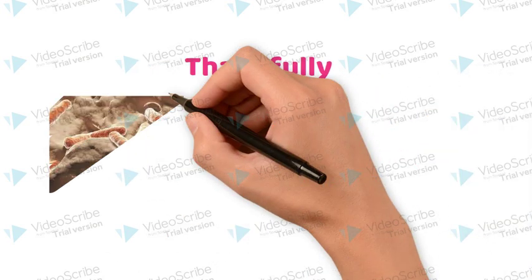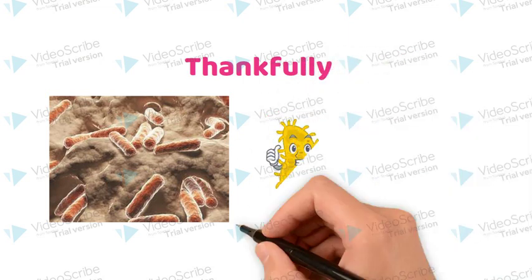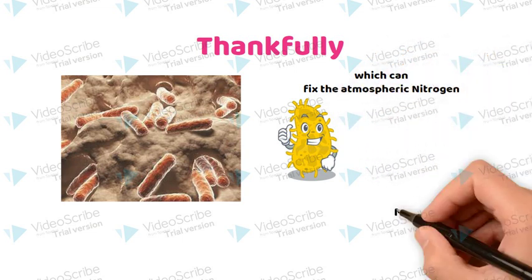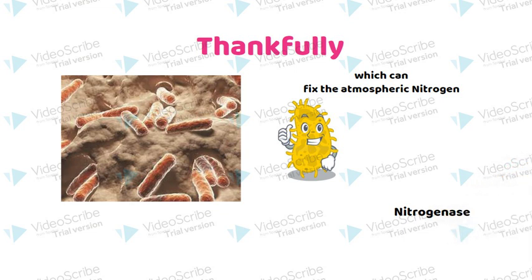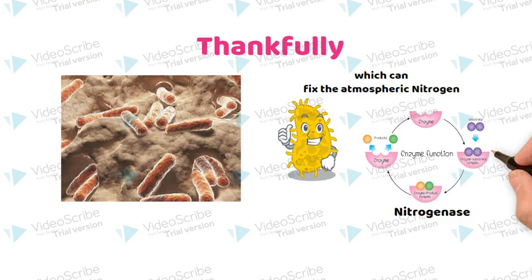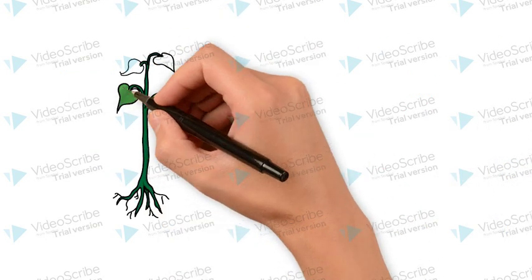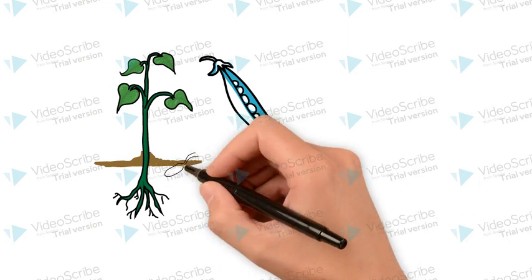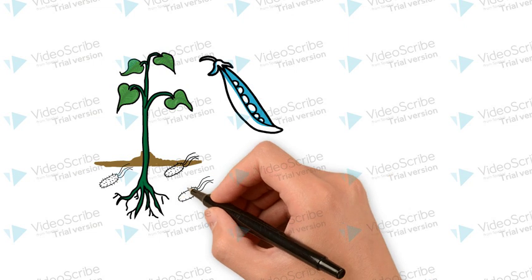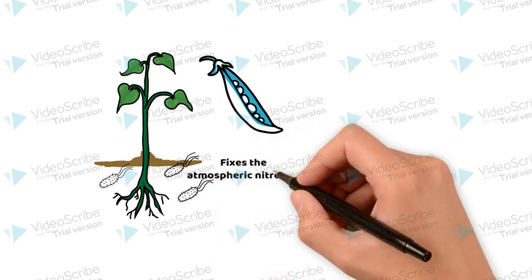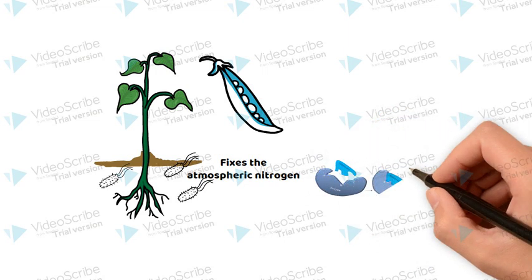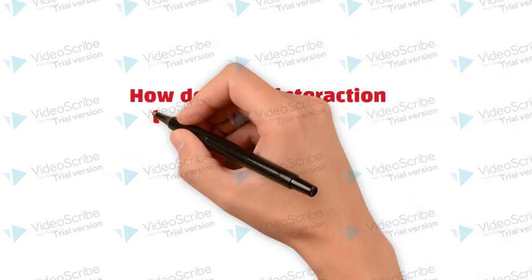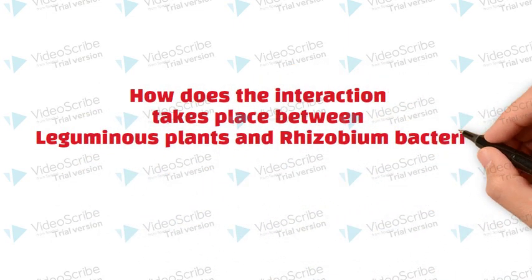Thankfully, in nature there are certain bacteria. Certain bacteria, or you can say nitrogen fixing bacteria, have the ability to fix the atmospheric nitrogen, since they have a special enzyme, that is nitrogenase, in them. So the plants, basically the leguminous plant, show a very special interaction with the nitrogen fixing bacteria present in soil, as the nitrogen fixing bacteria fix the atmospheric nitrogen, since they have a special enzyme, that is nitrogenase. So now we will look at how the interaction takes place between the leguminous plant and the Rhizobium bacteria.